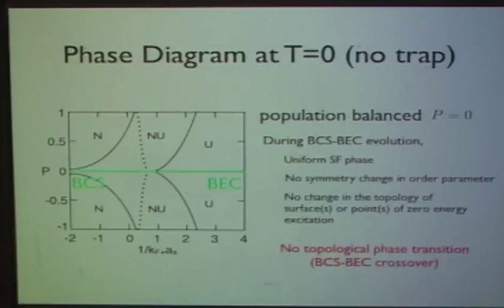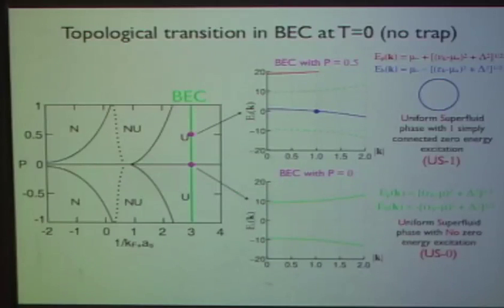Okay, so let's take a look at the simple case I already showed, the BCS-BEC crossover for the S-wave superfluid in 3 dimensions. When the population is balanced, so P is 0, the evolution from BCS to BEC is just a crossover. So during the evolution, it's a uniform superfluid phase, which means no symmetry change in the order parameter and no change in the topology of the nodes in the excitation spectrum. However, when the population is imbalanced, we can see topological phase transitions. I'm going to fix just one example for the interaction in the BEC regime.